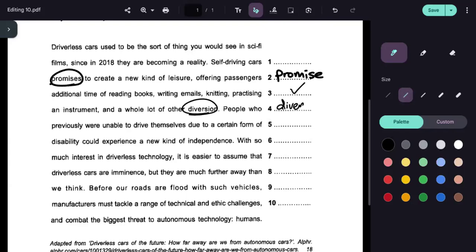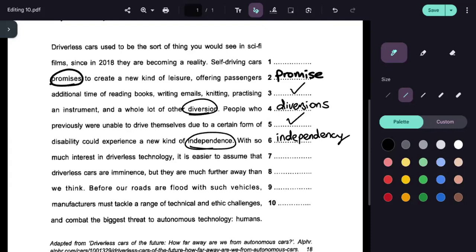Okay, it should be diversions. People who previously were unable to drive themselves due to a certain form of disability, this one also no error, could experience a new kind of independence. Okay, of independency. Okay, this one is a tough one.